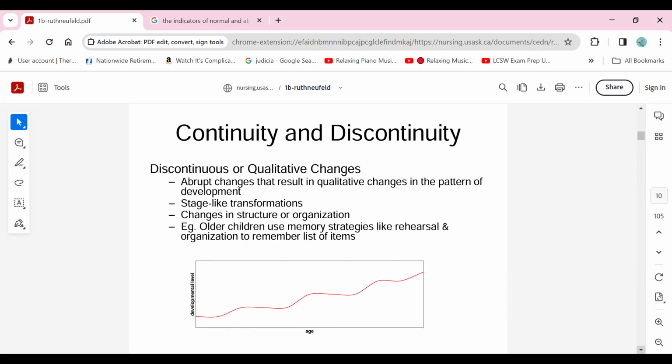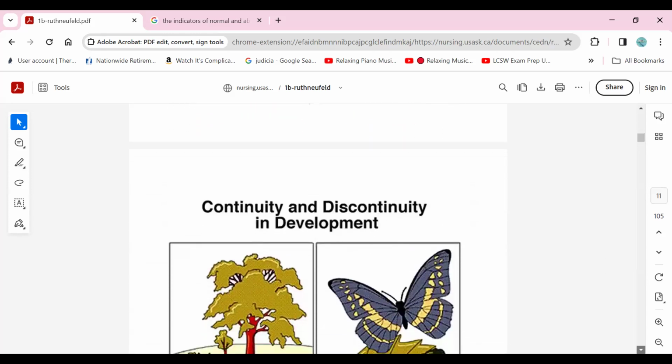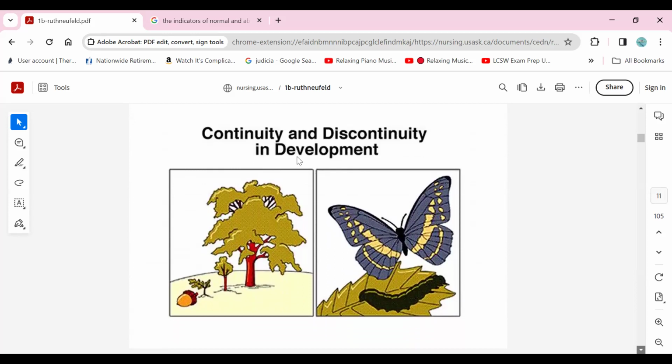Okay, which is a little bit different. Continuity and discontinuity in development. So they put the fruit or the seed. And here is the butterfly, the caterpillar and the butterfly.